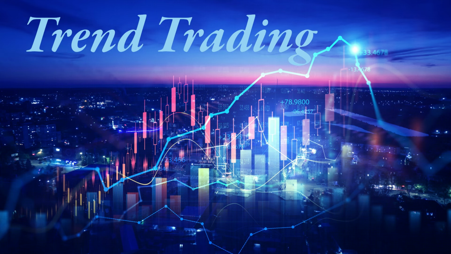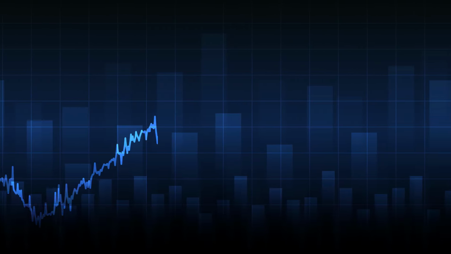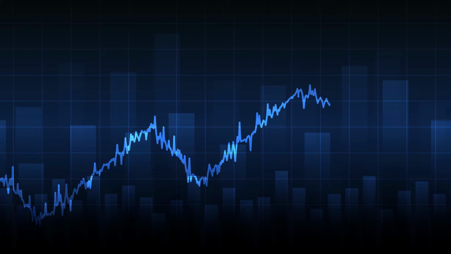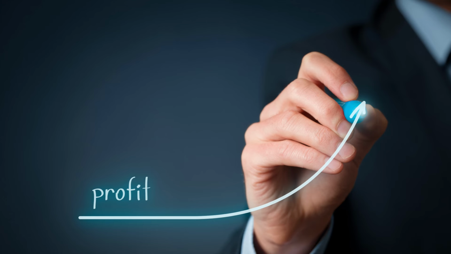Now, before we go into the trade details, let's talk about trend trading. It's all about identifying and riding the momentum of a stock's direction. By mastering this art, you can maximize your profits while minimizing the risk.